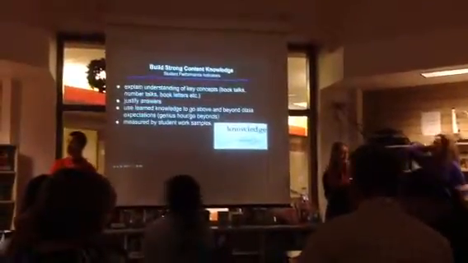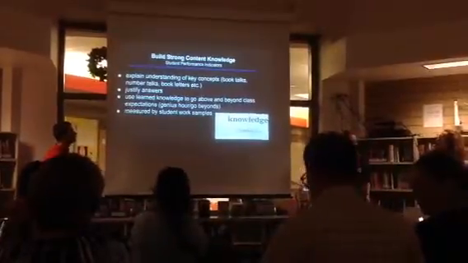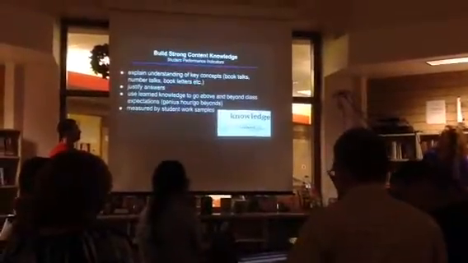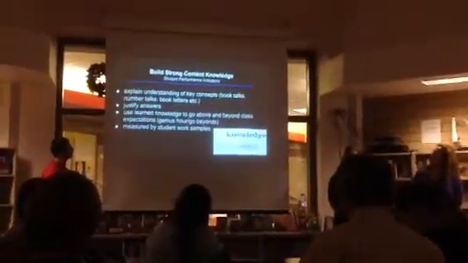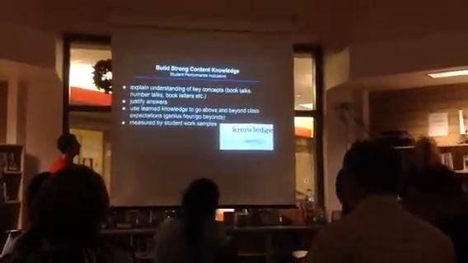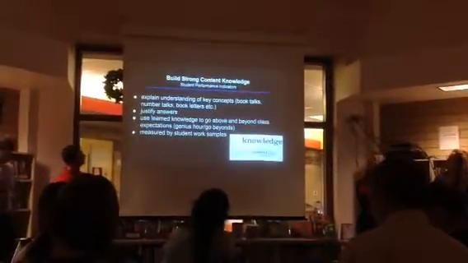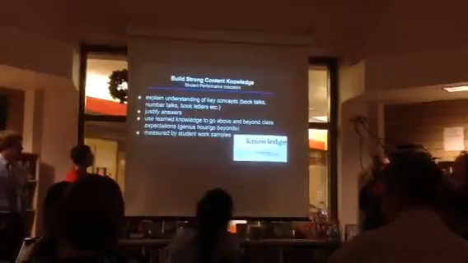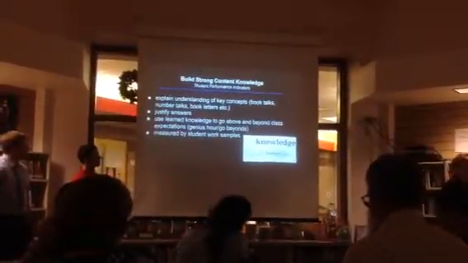Okay, oh, we can see it now, that's cool. So the next area that we focused on was building strong content knowledge, and you can see that these are some of the indicators that we looked at. So explain understanding of key concepts using book talks, number talks, and book letters. Justifying your answers. Use learned knowledge to go above and beyond class expectations, Genius Hour and Go Beyonds, and measured by student work samples as well. So this would just be one example.